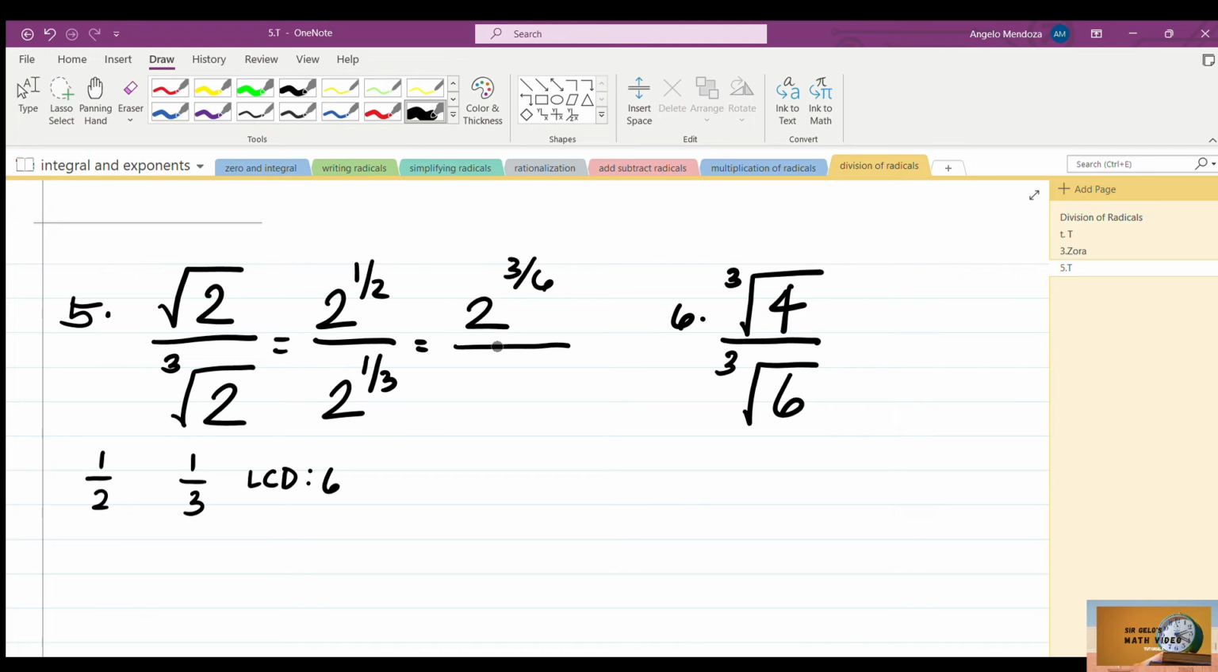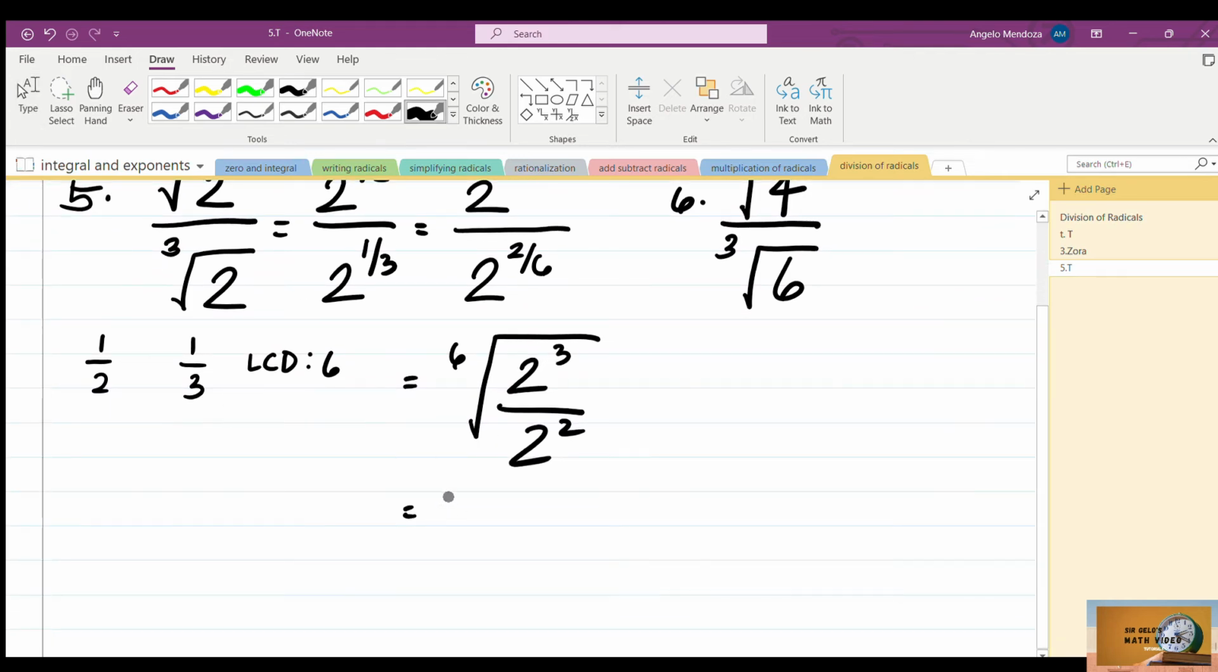And then in the denominator, you have 6 times 1, 6 divided by 3, so that's 2. So 2 raised to 2/6. So they now have the same denominator. We can write this as a single radical since they share the same index. So that will be the 6th root of, in the numerator you have 2 cubed over 2 squared. And then we just simplify.